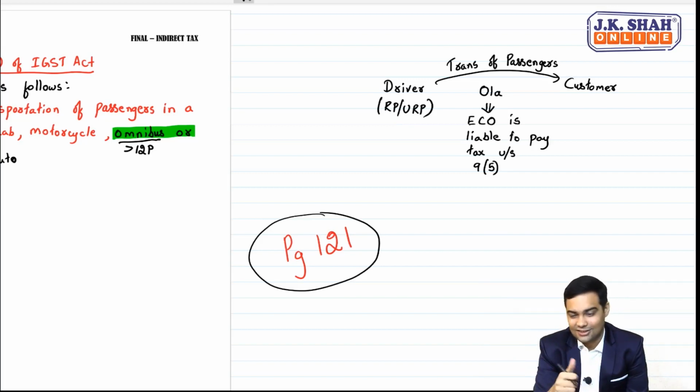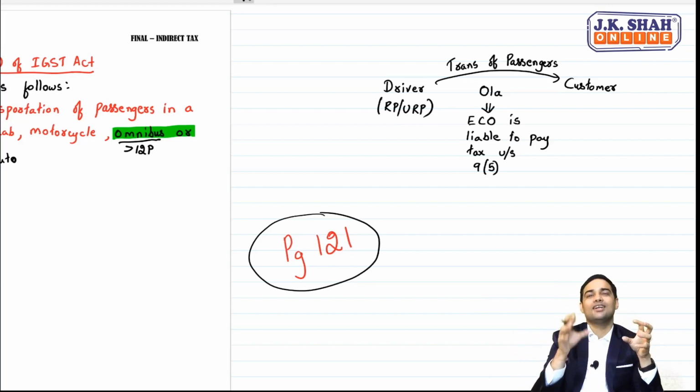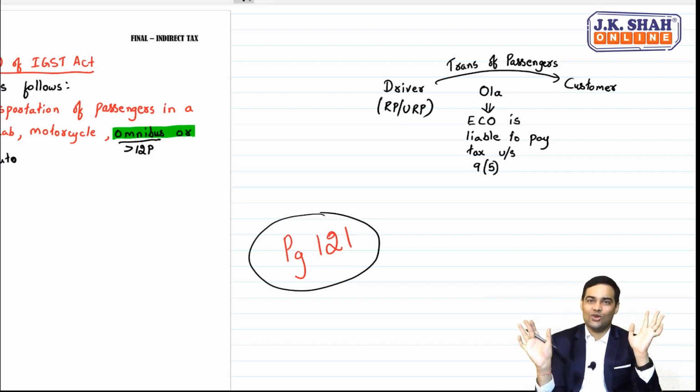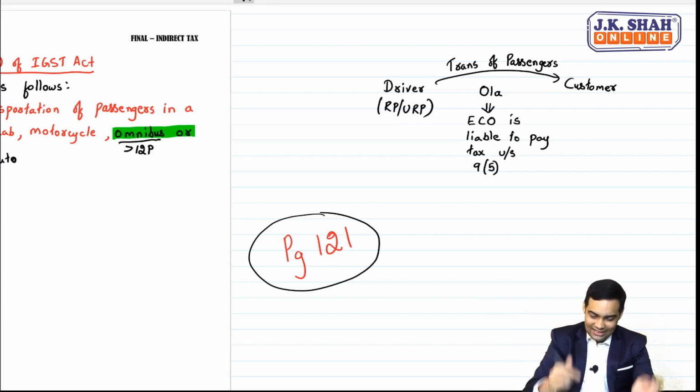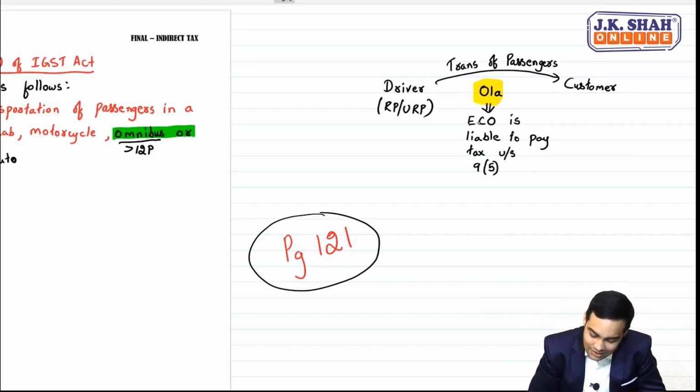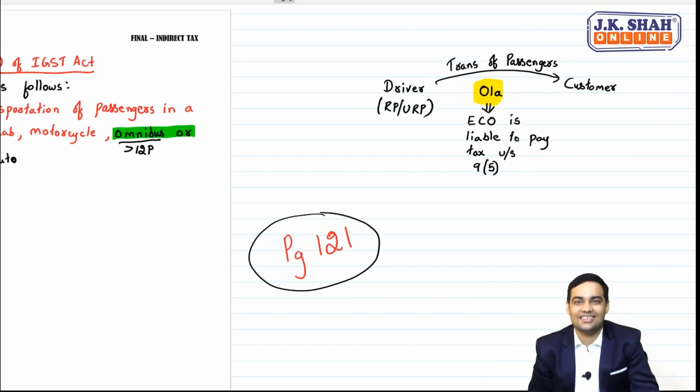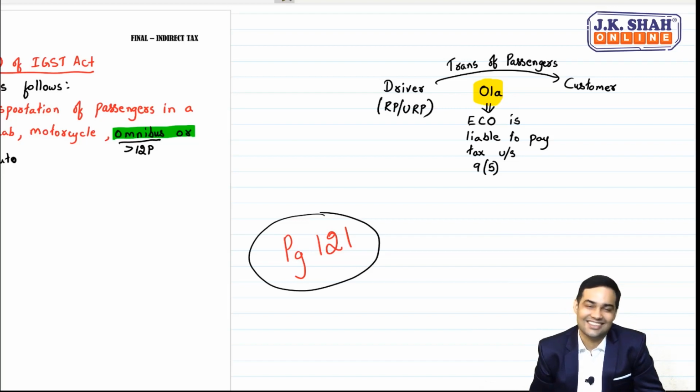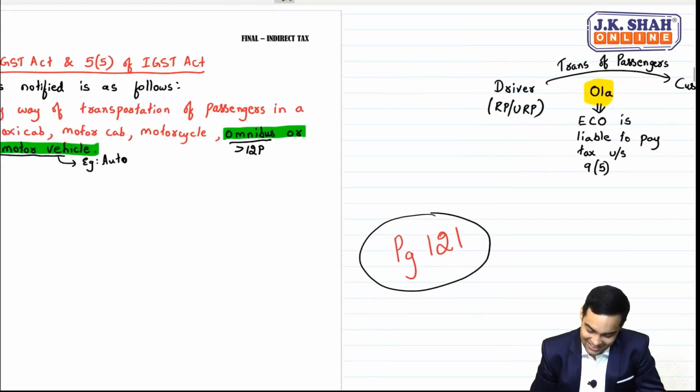Plus, TCS under section 52 will not apply if it is covered by 9.5. Sir, what is TCS, sir? When you are selling through Flipkart, Flipkart is required to collect TCS of 1% so that the government can track all these transactions. But tell me one thing, where the e-commerce operator itself is paying the entire tax on the transaction, will the e-commerce operator again collect TCS? The answer is no. Clear with this? Yes. Okay.